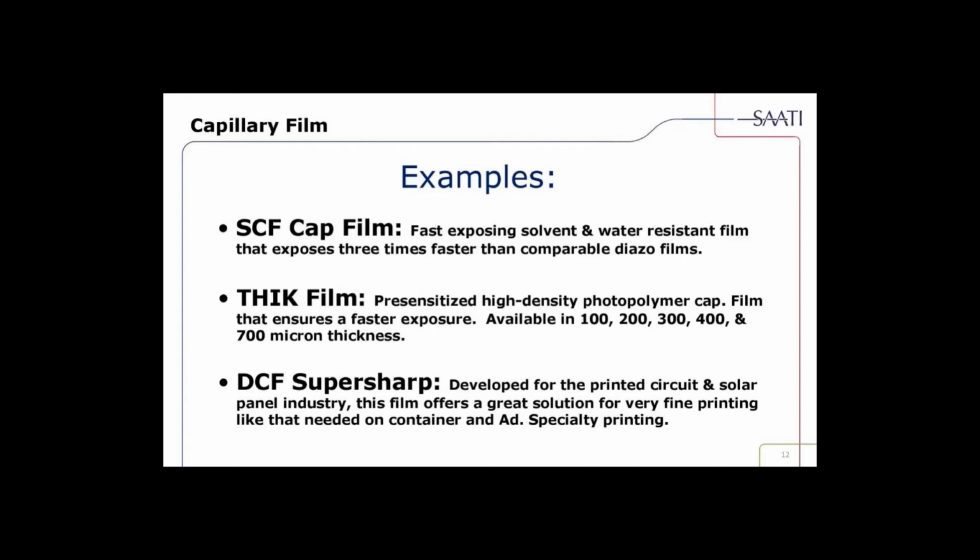The thick film is a pre-sensitized high density pure photopolymer cap film that ensures a faster exposure. And this is available in many different micron thicknesses, as you can see. The DCF Super Sharp was developed for the circuit board industry and solar panel. This film offers great resolution for fine printing like that needed on container and ad specialty printing.